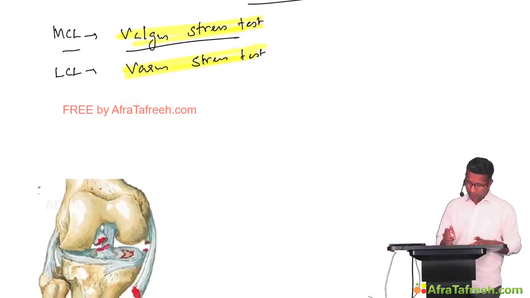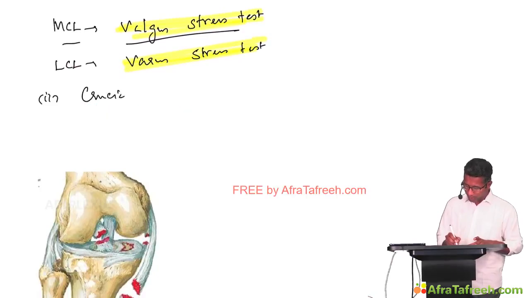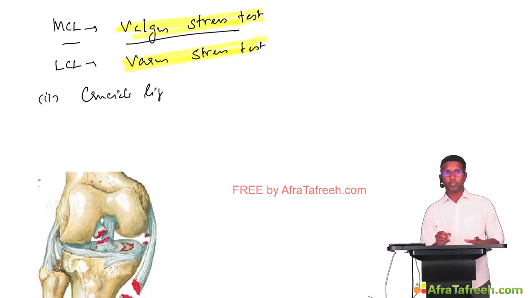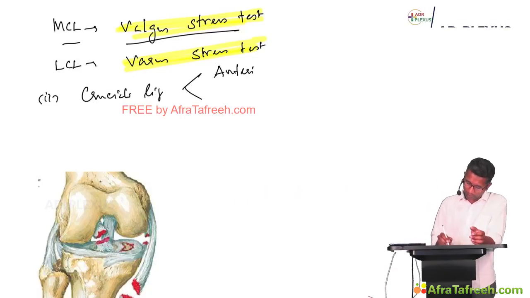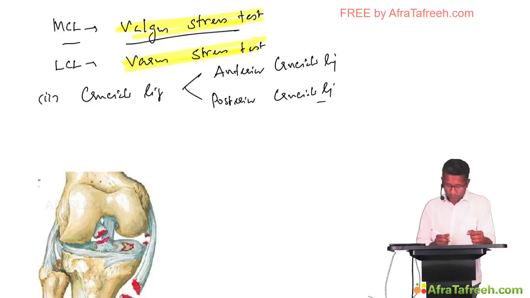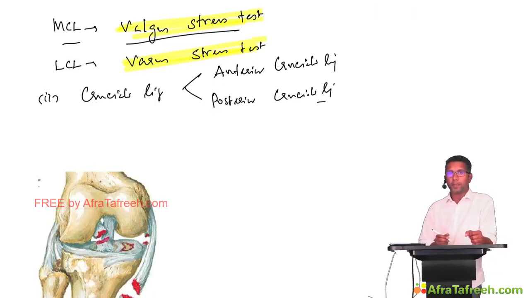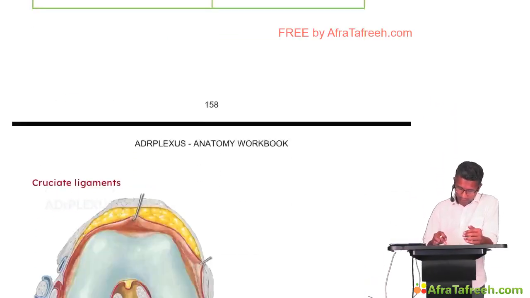Next come the ligaments within the joint, that is the cruciate ligaments. As we have discussed about these cruciate ligaments, there are two cruciate ligaments. One is called the anterior cruciate ligament, the next one is called the posterior cruciate ligament. So where is the anterior cruciate ligament attached? It is attached to the proximal part of the tibia on the intercondylar area. I will just show a picture so that you can understand it very clearly.